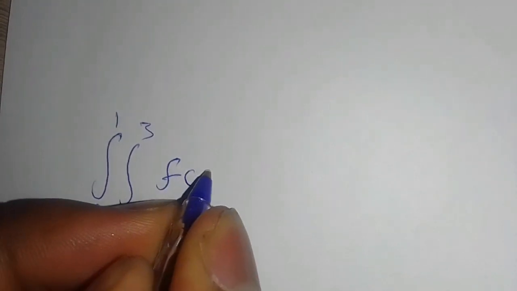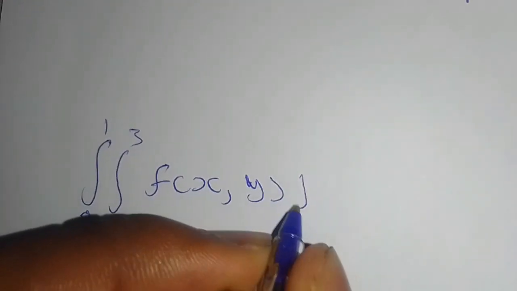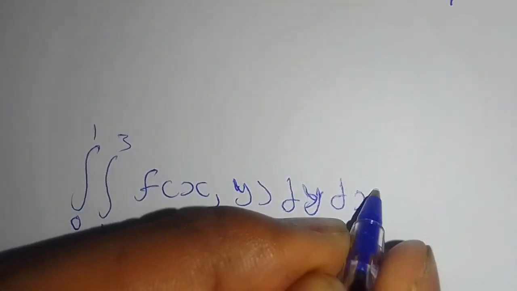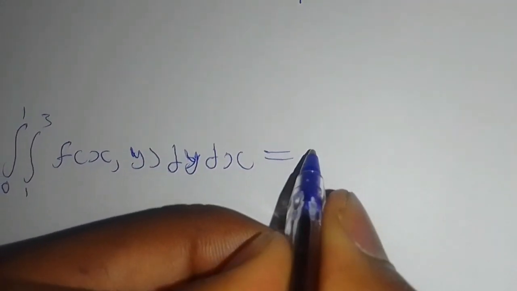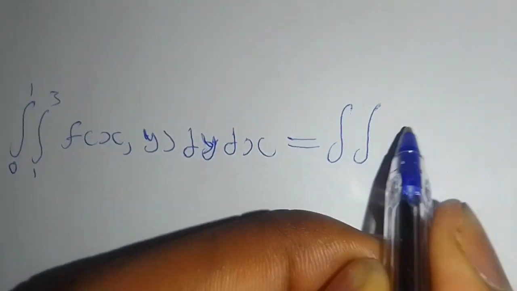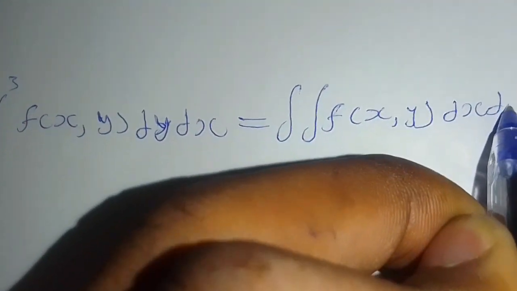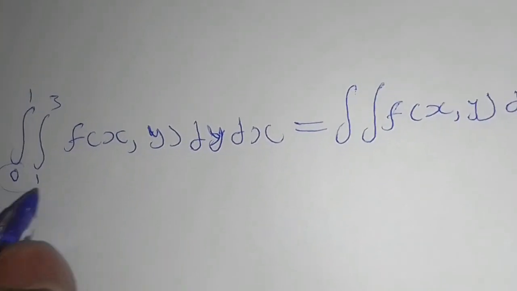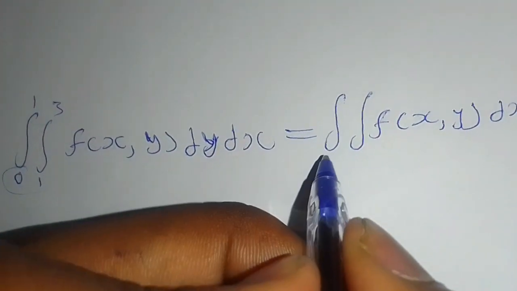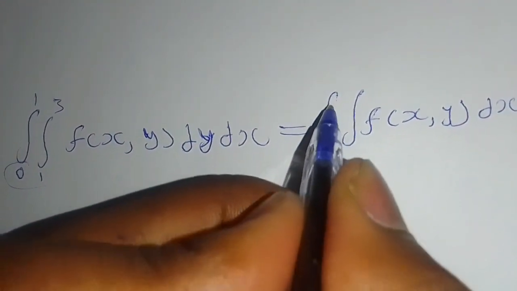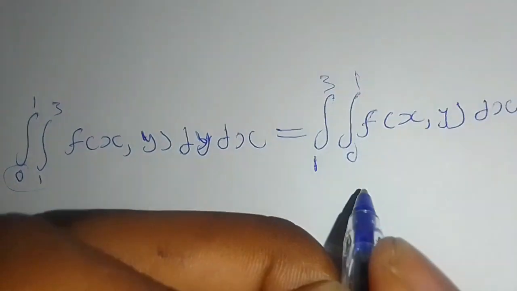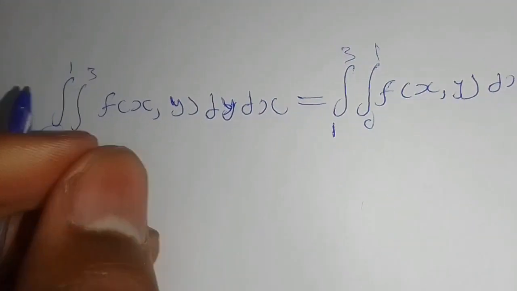Now my question to you is, if we have this integral, 0 to 1, 1 to 3 of f at x, y, dy dx, how can we rewrite this integral, starting with x? Well, notice that these are constants here. As long as you have constants, you can just switch the values around, no problem. 1, 3, 0, 1. Only if they're constants. So that's what you have then.